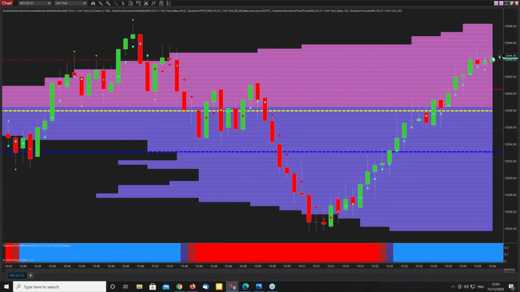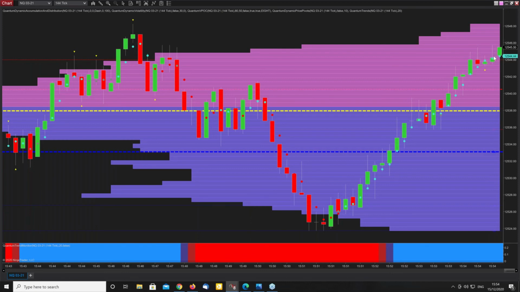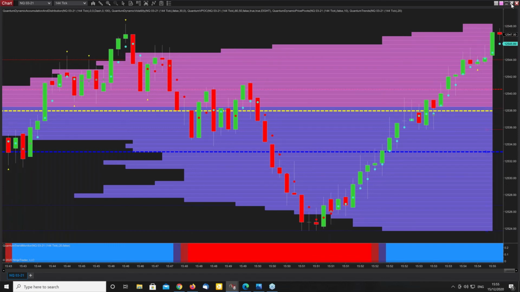Okay, it still looks a little bit hesitant. We've got a wick to the upper body, wick to the upper body. Haven't got any volume on here. Obviously, I'm doing this without volume. This is just priced using the indicators, VPOC, trend monitor, support and resistance on the accumulation distribution. Now we're coming up to a low volume area. Should be okay.